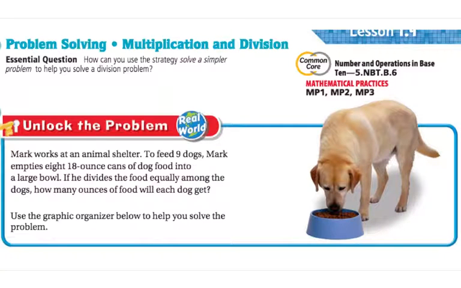Students, in Lesson 1.9 Problem Solving, we are going to be working on multiplication and division. Our essential question for this lesson is, how can you use the strategy, solve a simpler problem, to help you solve a division problem? So we're going to start with the Unlock the Real World.